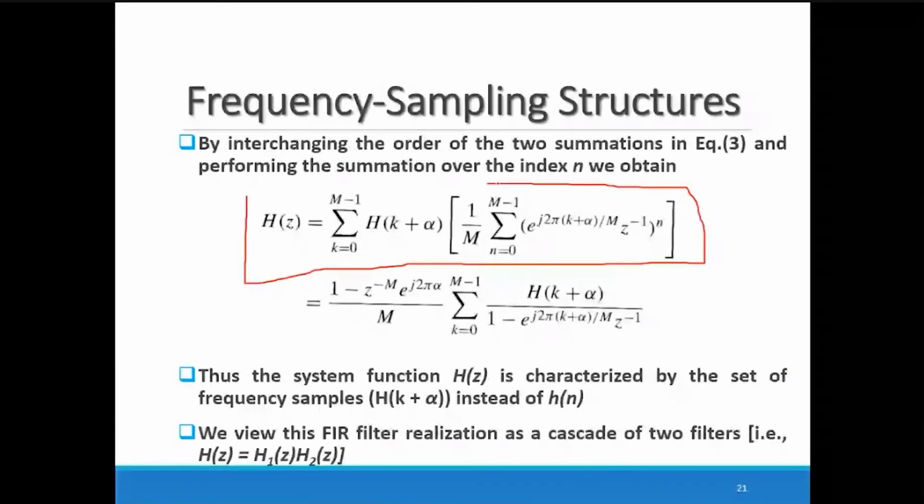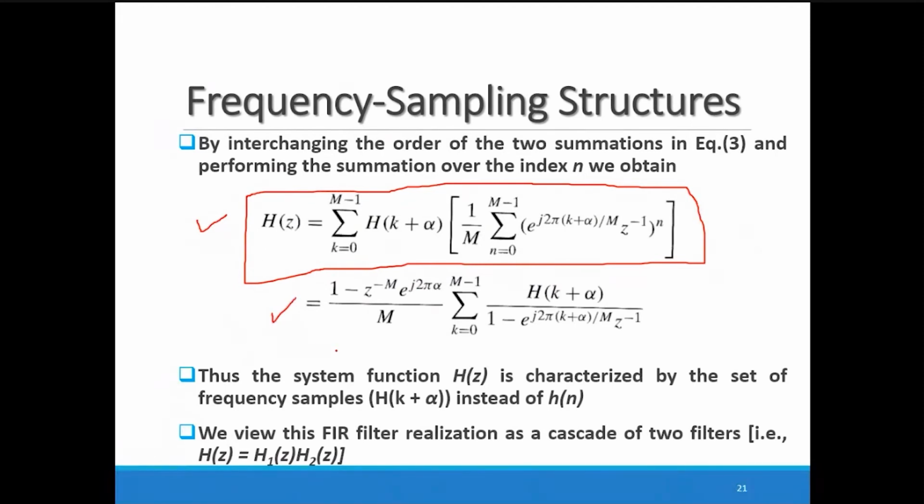Okay, so in this they are changing the order. The first step is interchanging the summation order. So instead of n is equal to 0 to m minus 1 first, they change the order: k is equal to 0 to m minus 1 first and n is equal to 0 to m minus 1 second. When we apply this change, we get this equation. Another task is performing the summation over the index n. We obtain this. We will discuss how we obtain this in the next slide. Just keep this equation in your mind, no need to note down at present.